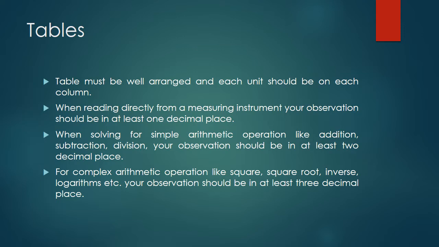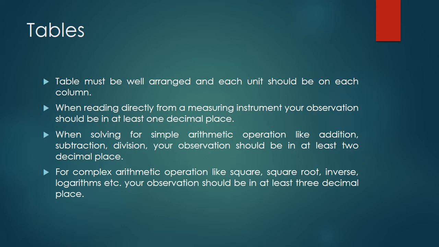In any experiment that we are performing, we have to record our observation. And how do we record our observation? Our observations are recorded in tables. The tables that we make must be well arranged, and each unit should be on each column. You must put the unit of all the observations on the table.